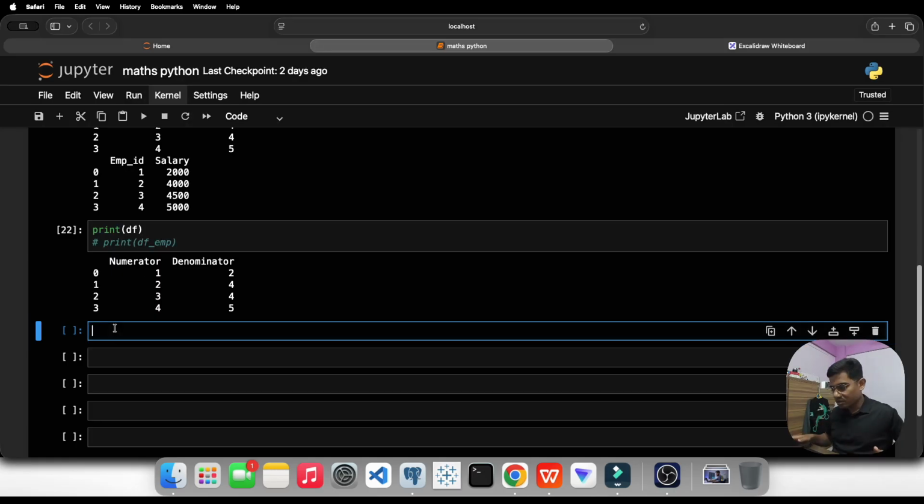If I ask you to create a new column named fraction, and in that column I need the fraction of numerator and denominator in decimal format, let's make a column. How will you make a column? Write the data frame name, then square brackets, inside that quotation marks, and inside the quotation marks you write the column name. Let me write decimal in fraction. You can write any name you wish, but make sure you write it inside the single quotation marks.